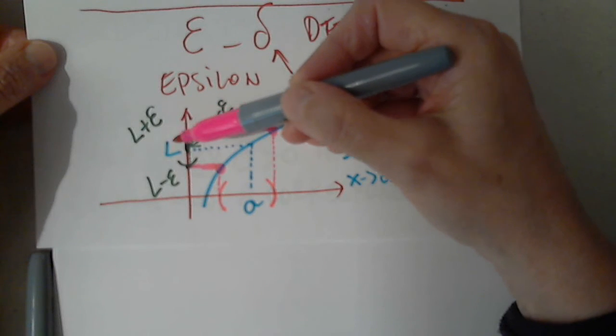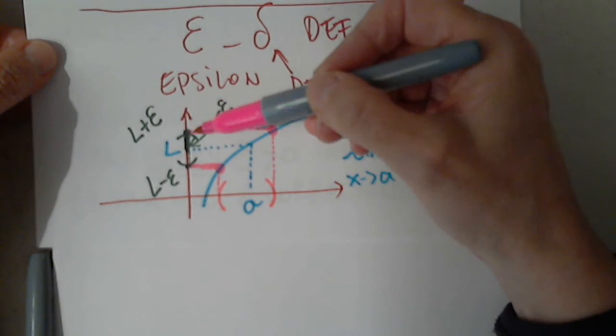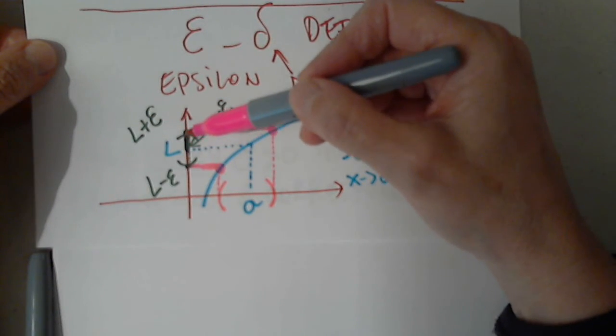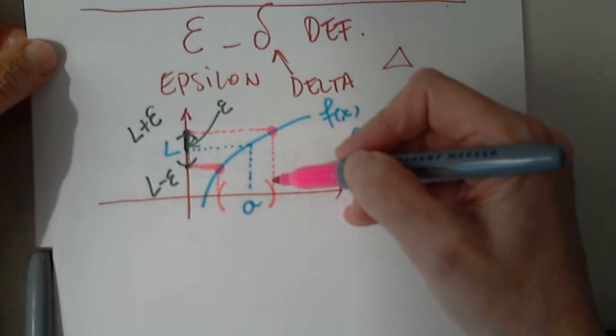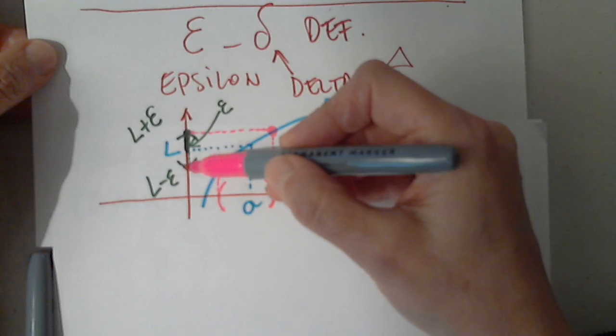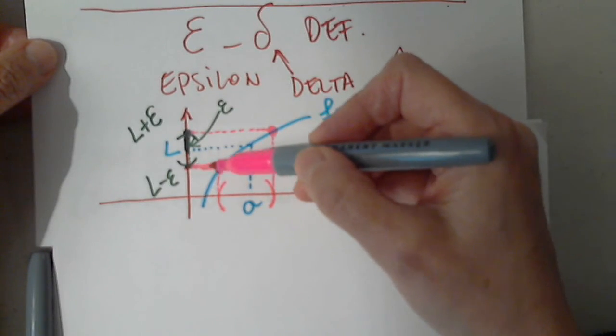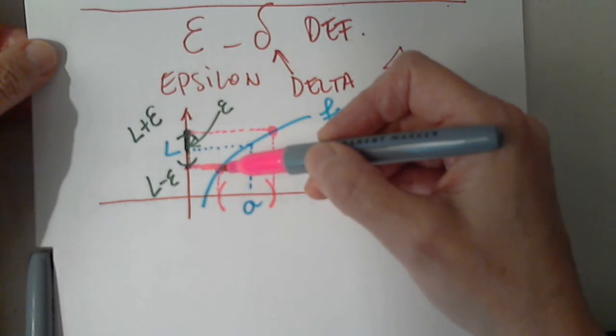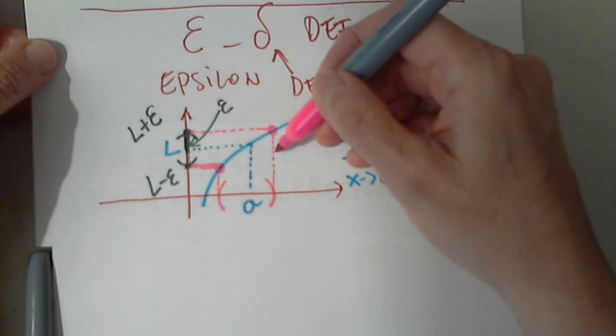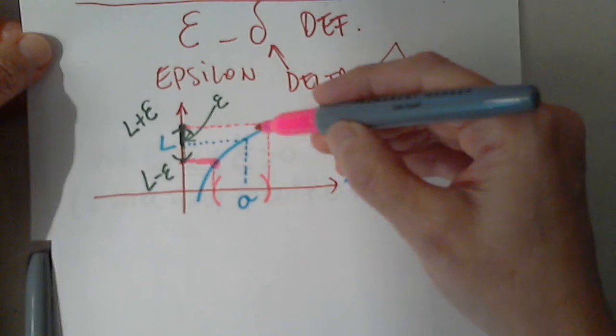So for every epsilon positive, I will be able to find a corresponding delta. We don't know which delta that is for a moment. So I construct the graph by drawing horizontal lines. They meet the graph, and then I determine the corresponding x values for those two.